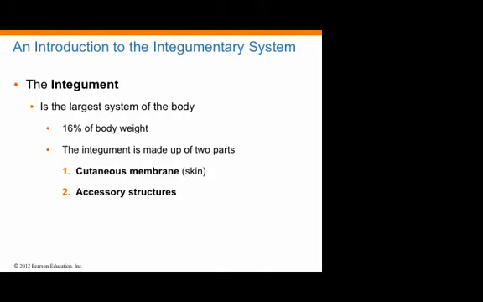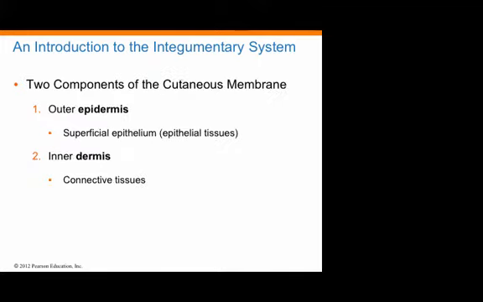The integument is the largest system of the body, comprising 16% of body weight. It is made up of two parts, the cutaneous membrane and accessory organs. The cutaneous membrane is the skin and contains two components, the epidermis and the dermis. The epidermis is the outer component that is made up of superficial epithelium, while the dermis is the inner component made up of connective tissues.